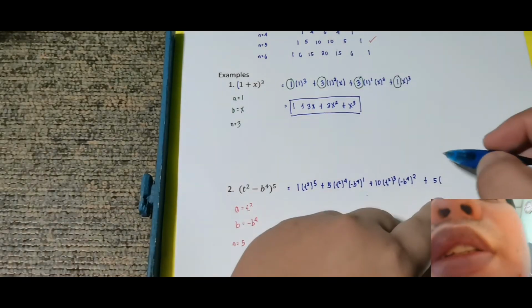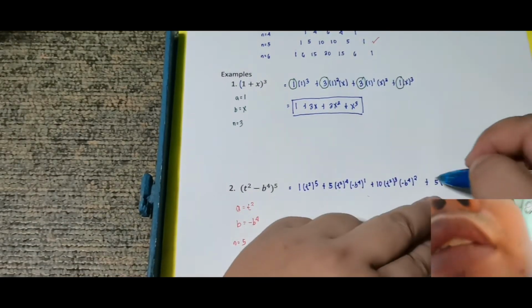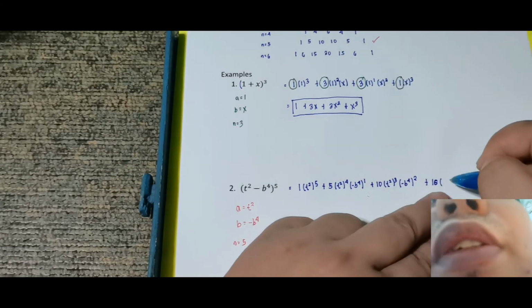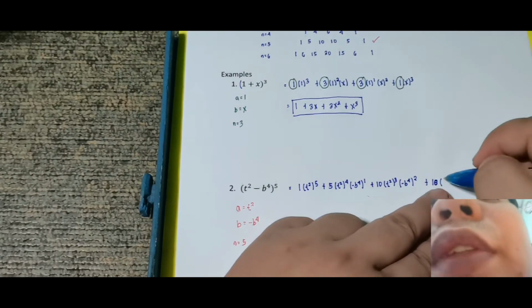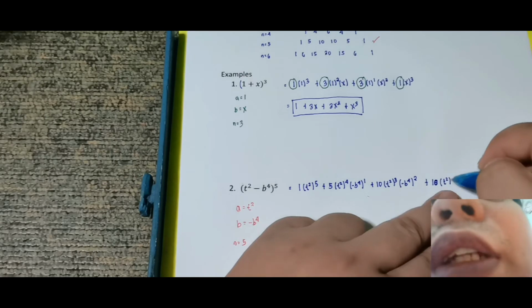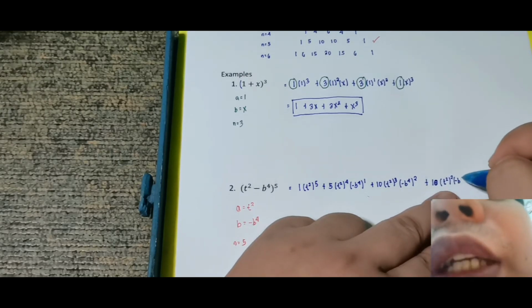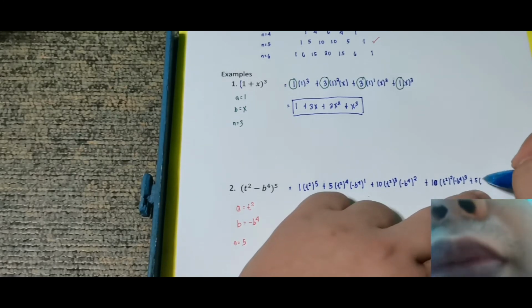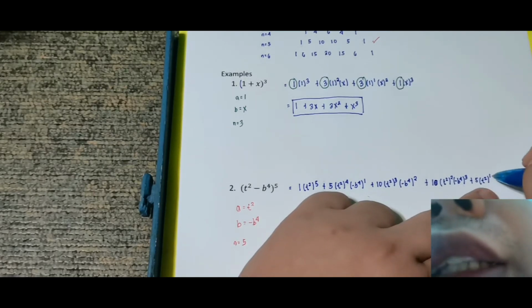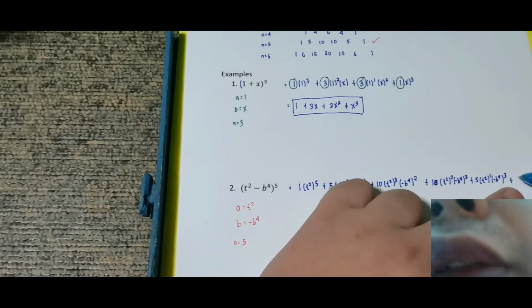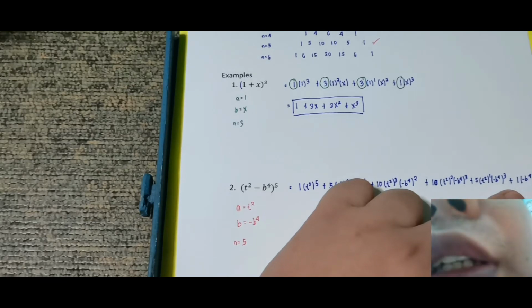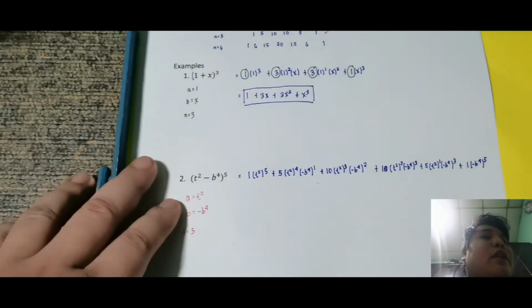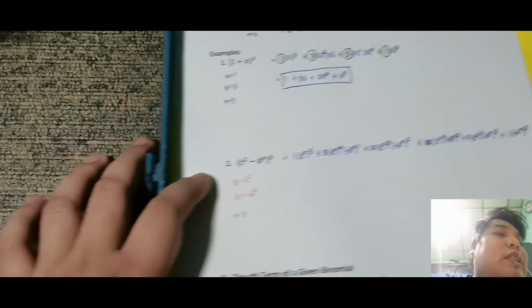Sorry, no, 1, 5, 10, 10 ulit to, sorry. This is 10, napaisip ako dun. 10, then t squared raised sa 2, then negative b raised sa 4, raised sa 3. Then plus 5, we have t squared na lang, raised sa 1, then negative b raised sa 4, raised sa 4. Then plus lastly 1, then ito ay negative b raised sa 4, raised sa 5. Okay, then simplify na lang natin.